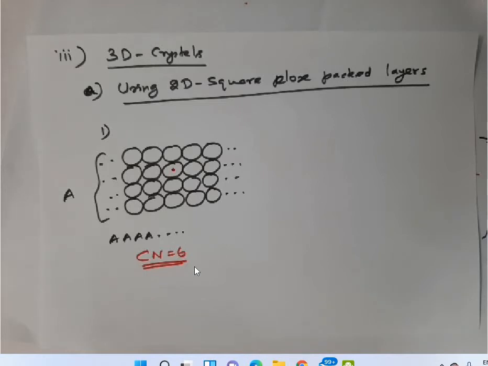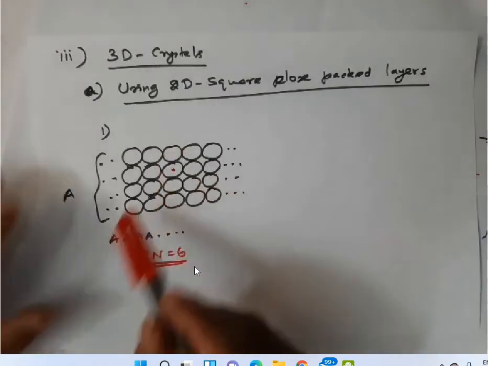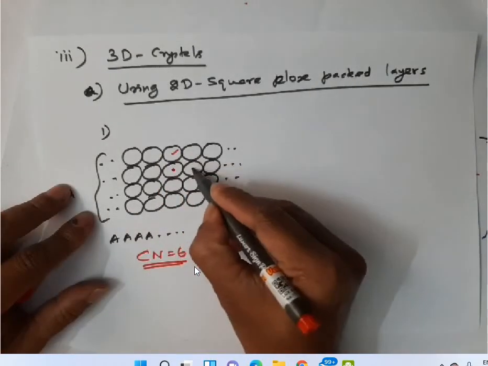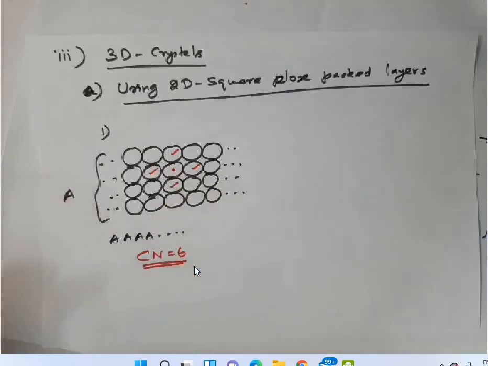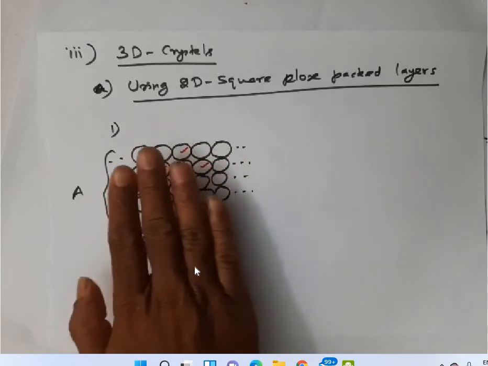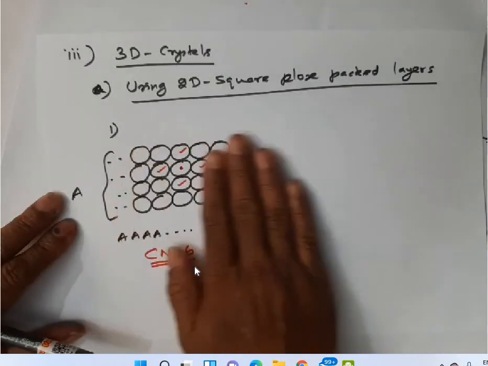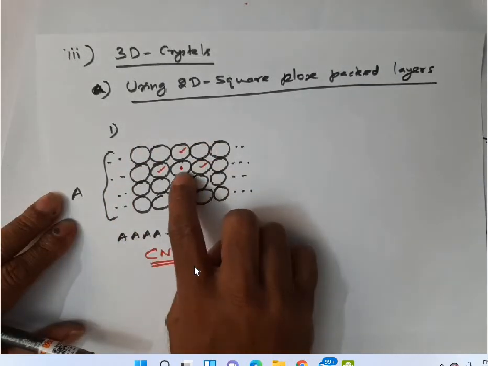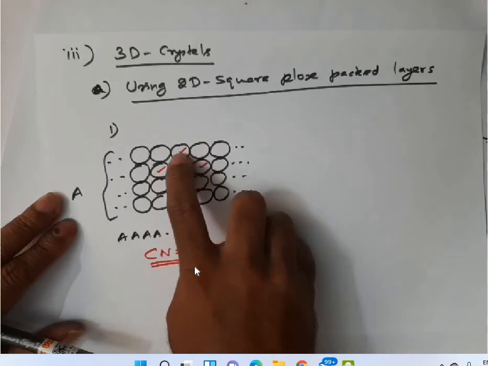No, sir, you said the same layer, it's 4 atoms. See here, in this layer, see these 4 atoms: 1, 2, 3, 4. These 4 atoms are touching the surface of the reference atom, am I right? No, sir, this is actually a single layer. In this layer, the reference atom is touching the surface of the 4 neighboring atoms, correct?